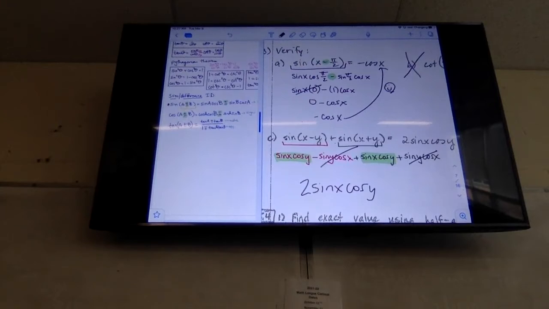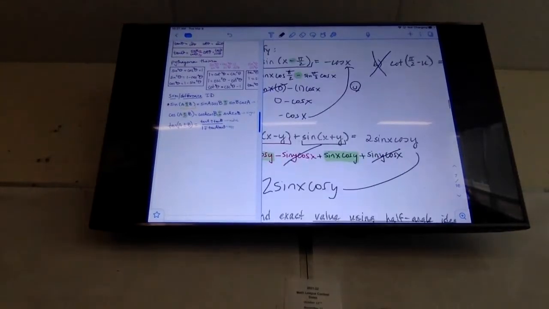I have two pieces that are sine x times cosine y. I highlighted those in green. And then I've got one term that's negative sine y times cosine x, and I've got another one that's positive sine y times cosine x. And those were able to cancel out. So I'm just left with 2 sine x cosine y. We did it.